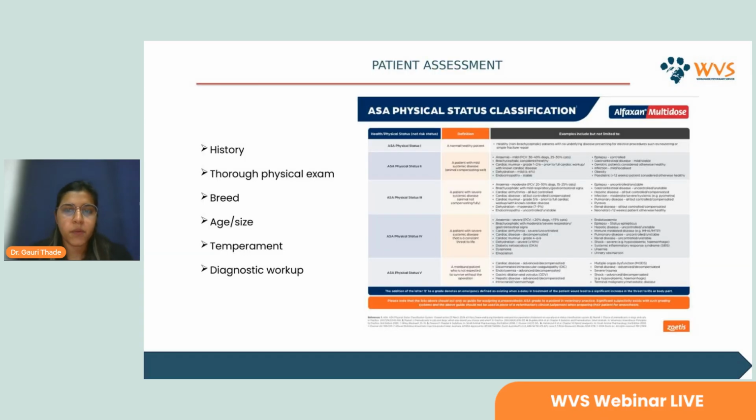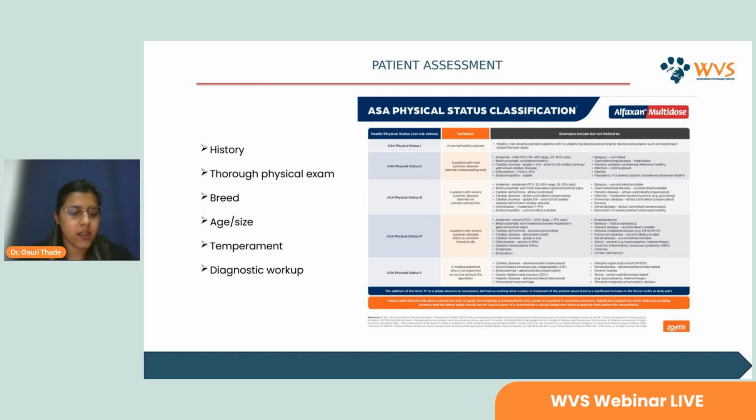So before opting for sedation, patient assessment is of utmost importance. This includes a thorough history and physical exam. Breed sensitivities, age, size, temperament of the animal also need to be taken into account. Diagnostic workup will vary with each patient, but CBC and biochemistry can be considered as minimum.